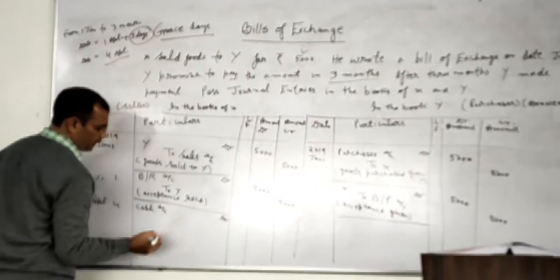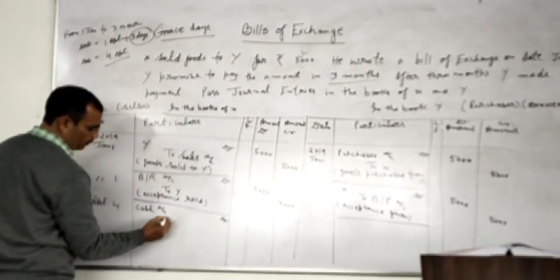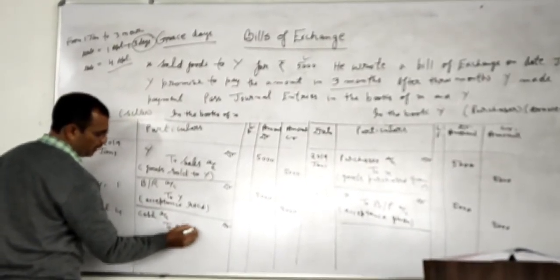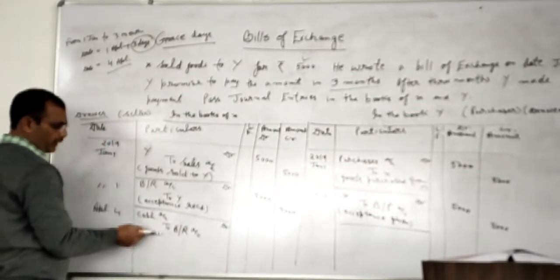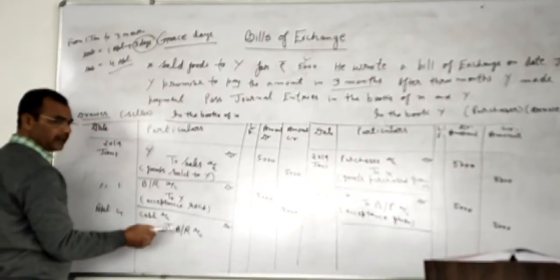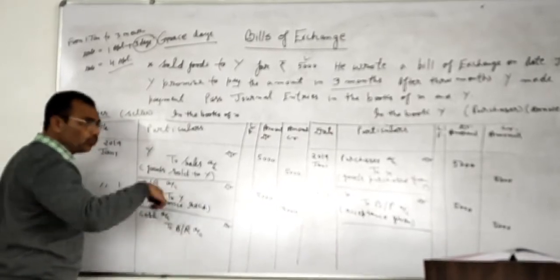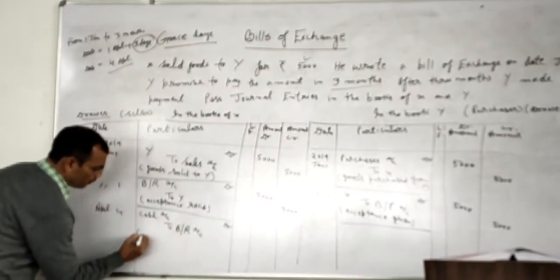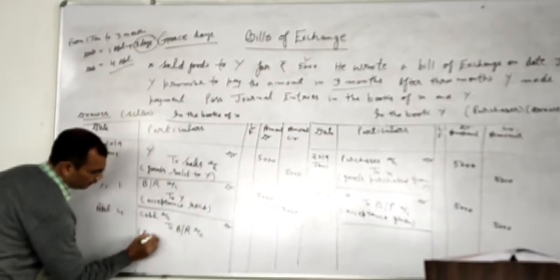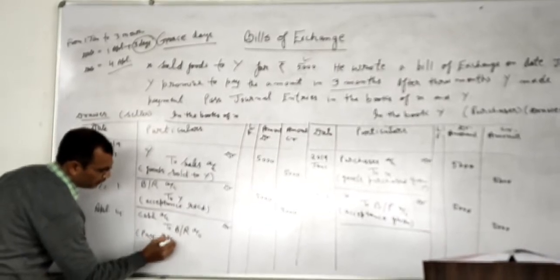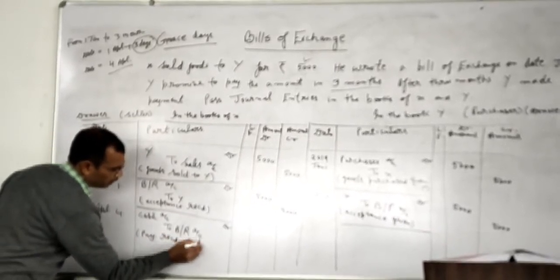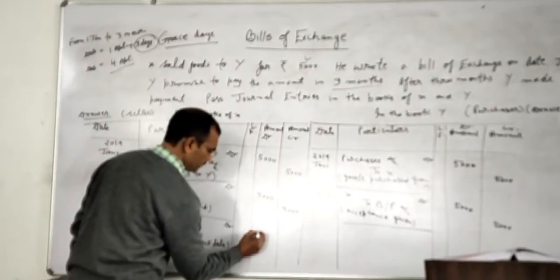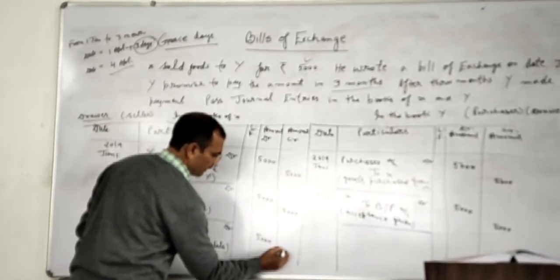Now X will get the payment: cash account debit. If he is getting the money, cash account debit to BR account. He will get the cash and he will give the bills receivable to the person who is giving the payment. So we will write here payment received on due date, and the amount is the same, 5,000 and 5,000.